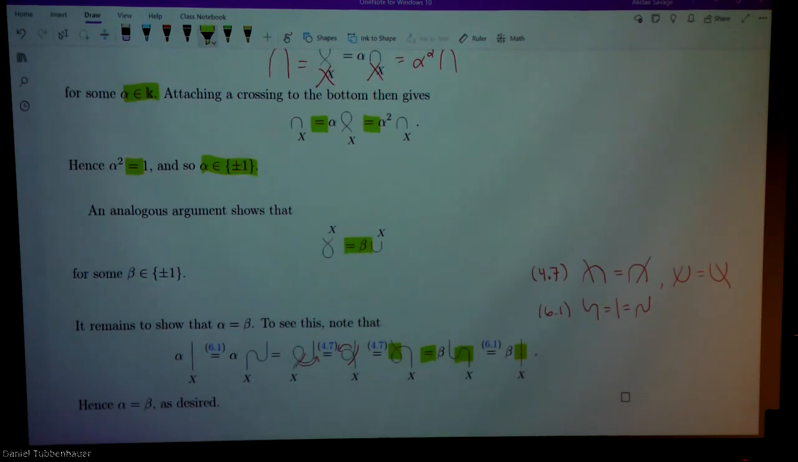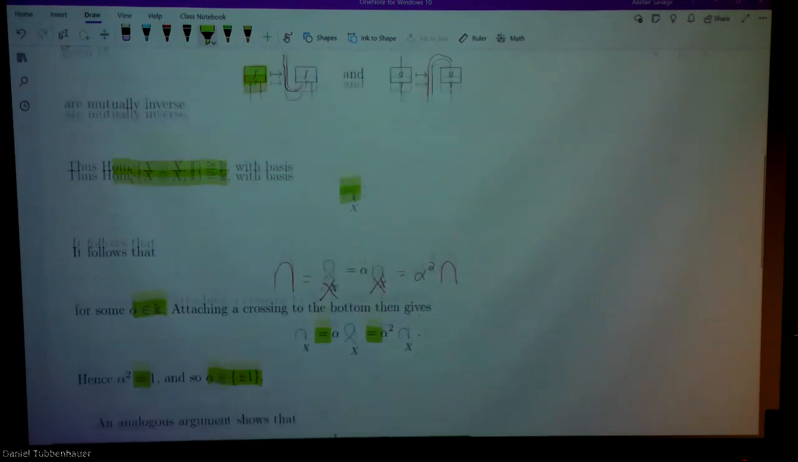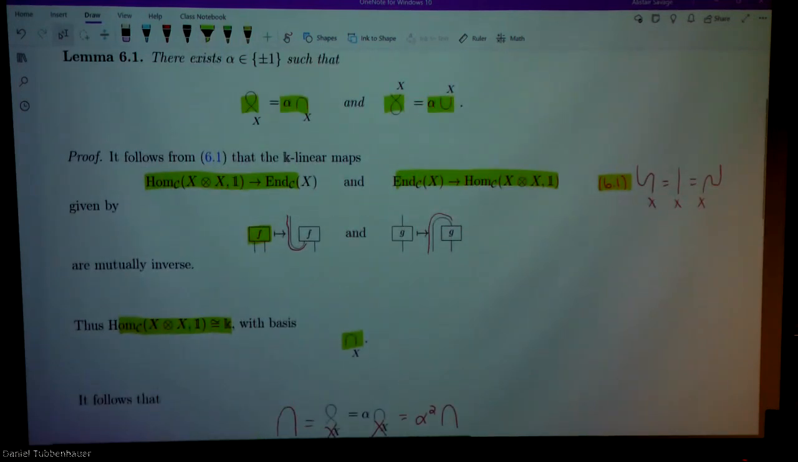Okay, any questions on this lemma that we just proved? It's for each X, right? For each X, that alpha could depend on X. That's right. Yeah.